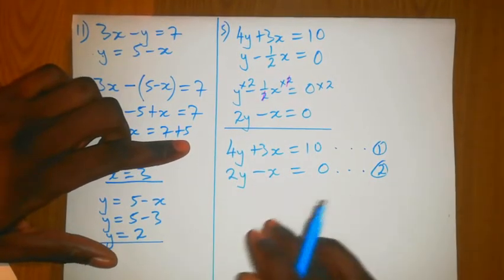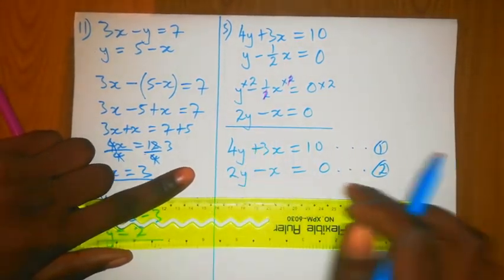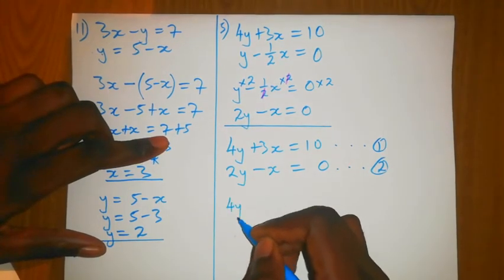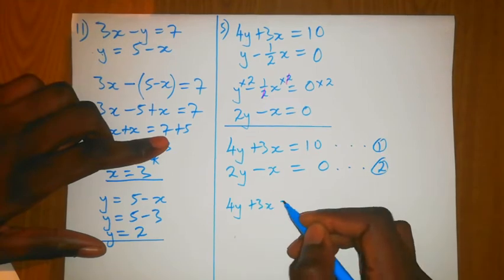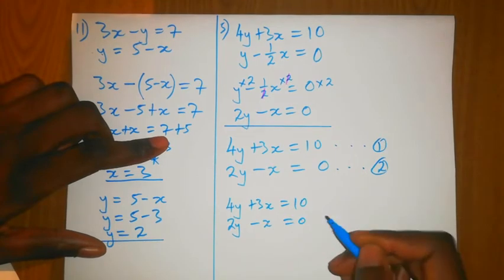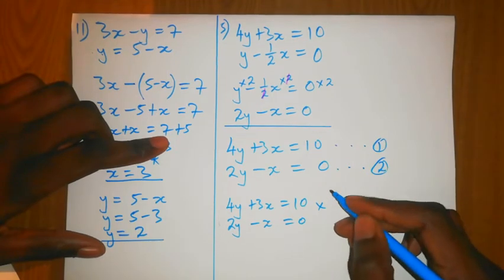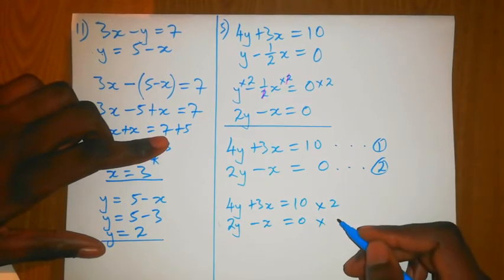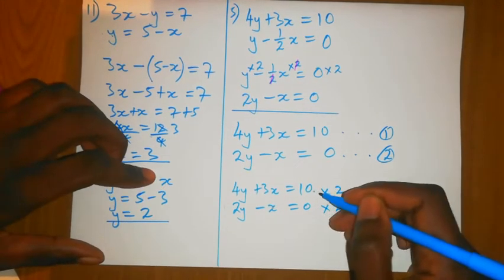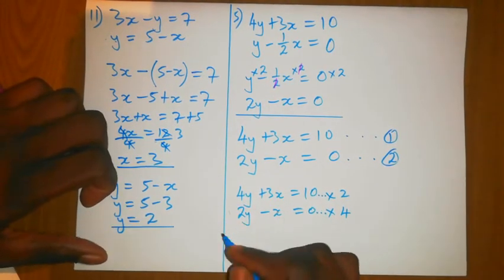I'll come here and rewrite again. In most cases, it's wise to do subdivisions here if you are doing your workings. So I'll come here and say 4y plus 3x is equal to 10. Then 2y minus x is equal to 0. I want to eliminate y there. So I'm going to say times 2 here, times 4 here, right? I think you have inserted those. We want to eliminate this now.